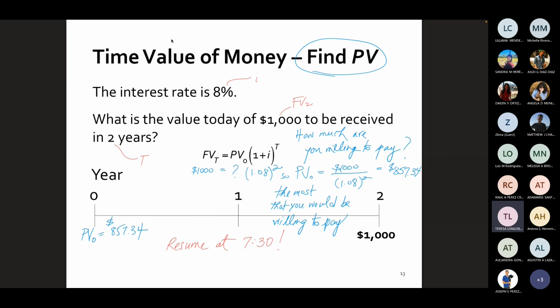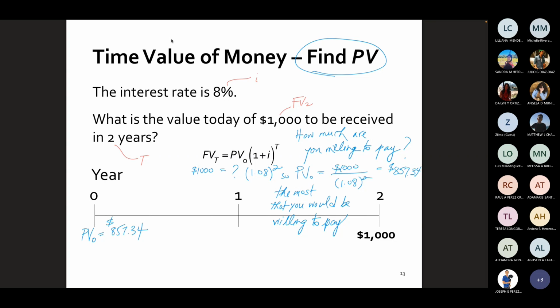Okay, I'm back. All right, so here's another way to think about this. Just reading this, it doesn't specifically say anything about an investment. It just asks for the value. What is it worth to you that you will receive $1,000 in 2 years?